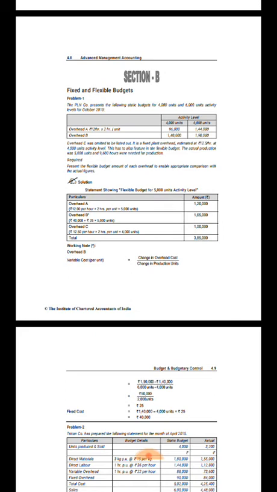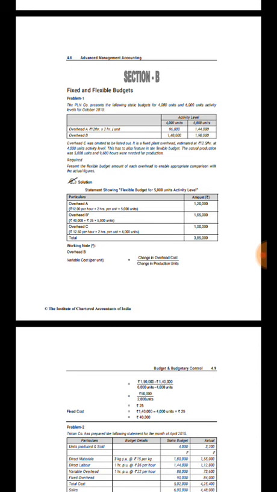The actual production was 5,000 units and 9,600 hours were needed for production. Required: present the flexible budget amount of each overhead to enable appropriate comparison with the actual figures. Okay, so in this one, what you have to find out is just the overhead cost at 5,000 activity level. What is given is 4,000 activity level and 6,000 activity level.